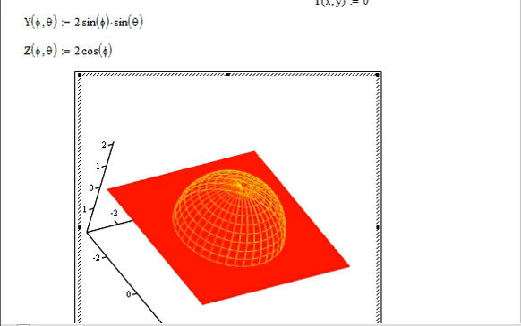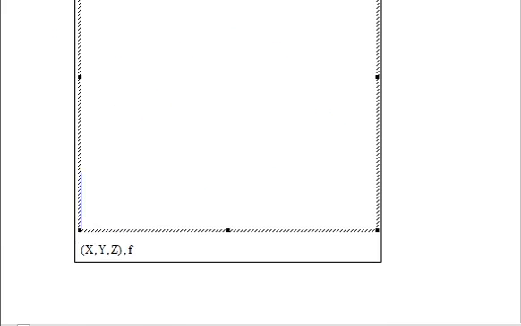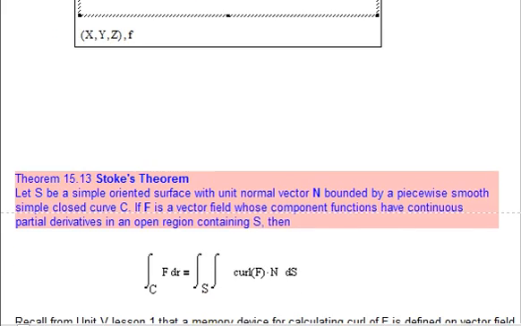So I guess we should look into Stokes' theorem. It's almost time. Yes, it is time to look into Stokes' theorem. And here's what Stokes' theorem says.